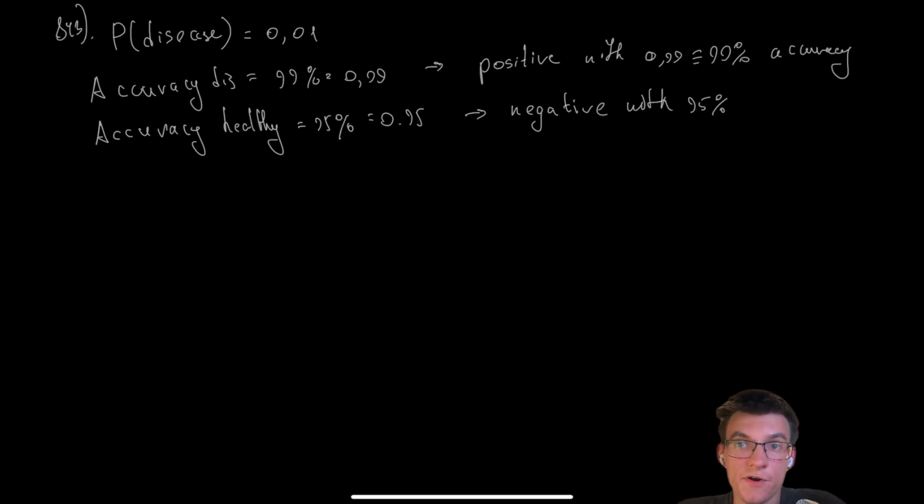So let's suppose a scenario where you test positive. What's the probability you actually have the disease? Well, intuitively, you might think this is around 99%. But Bayes' theorem reveals a shocking truth here.